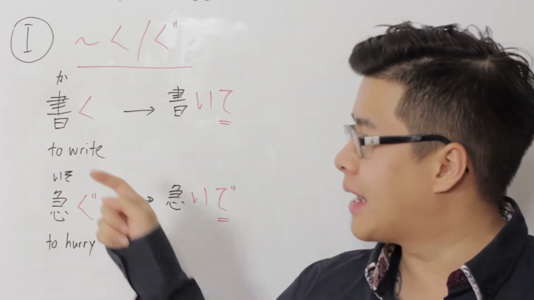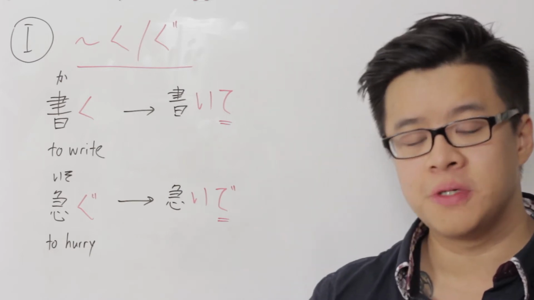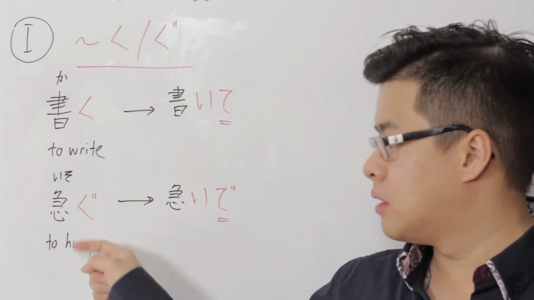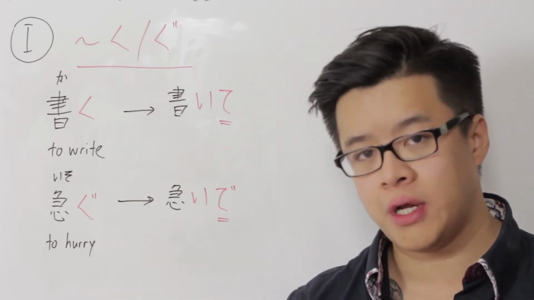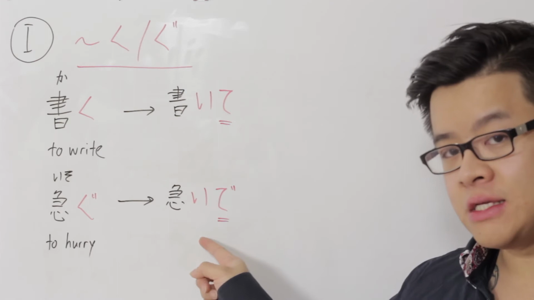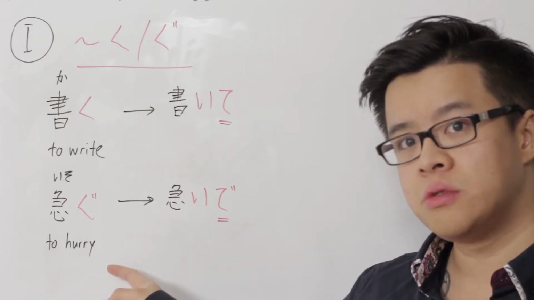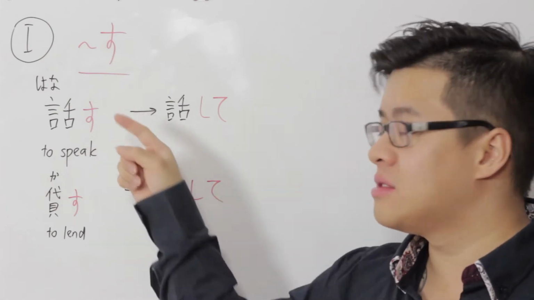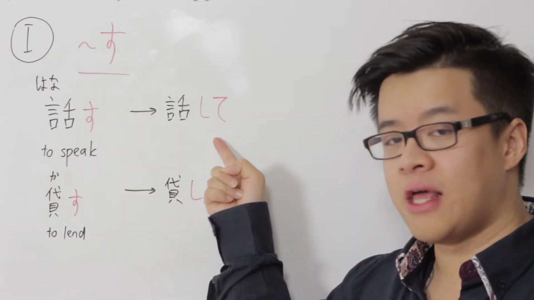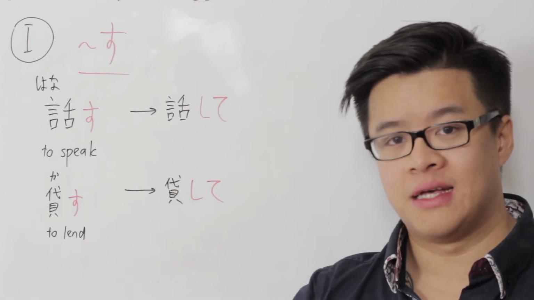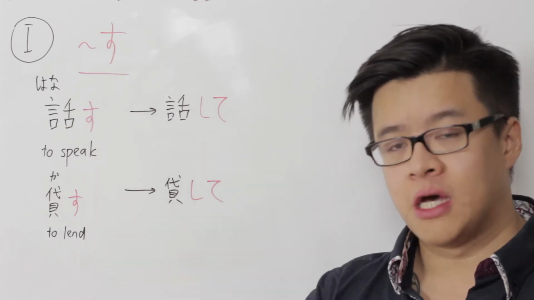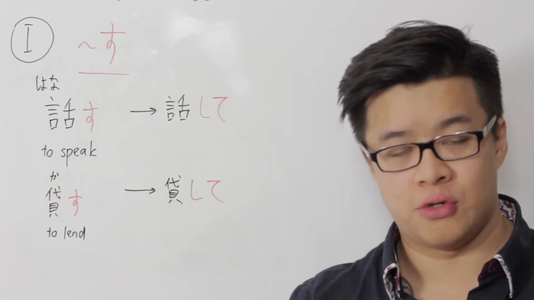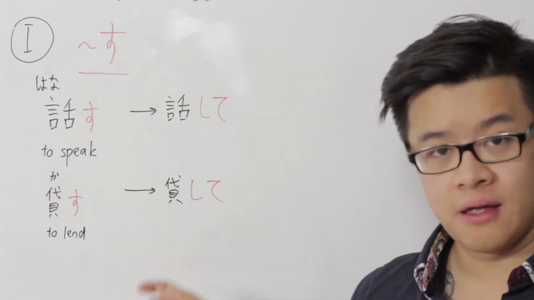Verbs that end in ku get the ending ite. For example, kaku, to write. Kaku becomes kaite. Verbs that end in gu, as in isogu, to hurry, get the ending ide. So, isogu becomes isoide. Verbs that end in su get the ending shite. For example, hanasu, to speak, becomes hanashite. Or kasu, to lend, becomes kashite.